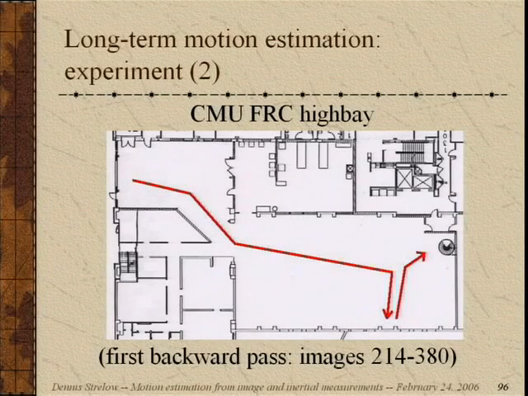And then there are 4 more passes, 2 more forward passes and 2 more backward passes that are similar to these, for a total of 945 images. And the question is, it's a relatively long motion. We see a small bit of the scene at any one time. Can we really accurately estimate our motion over that time?